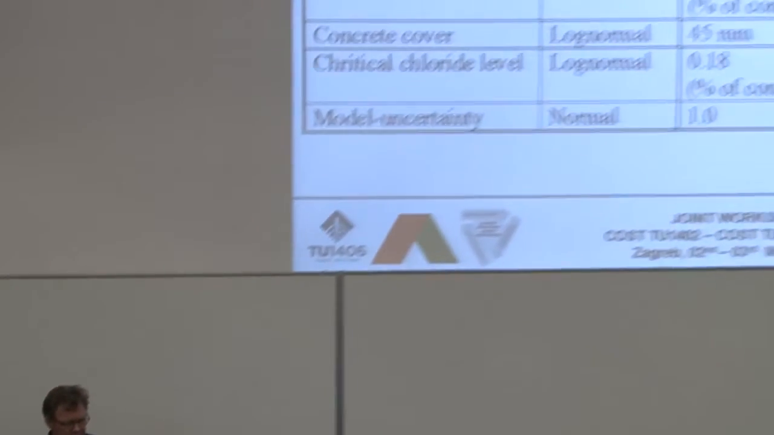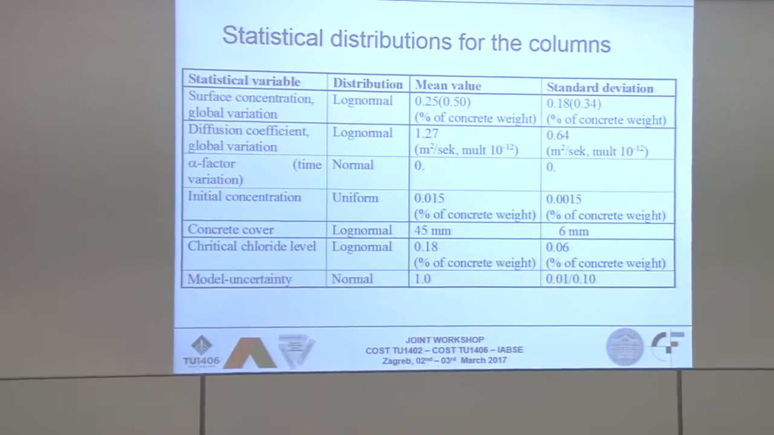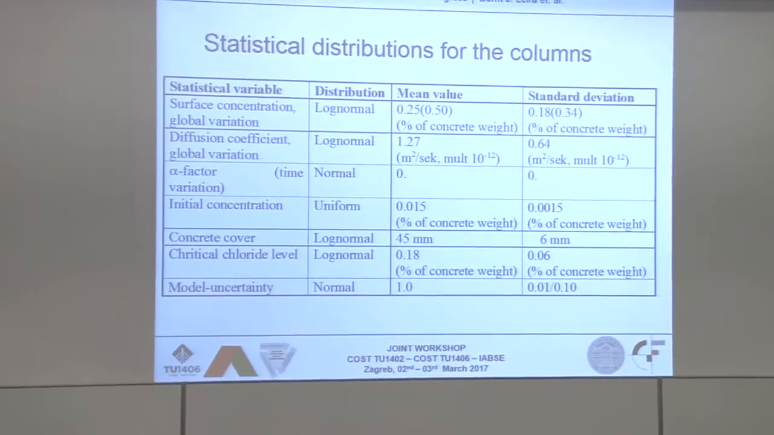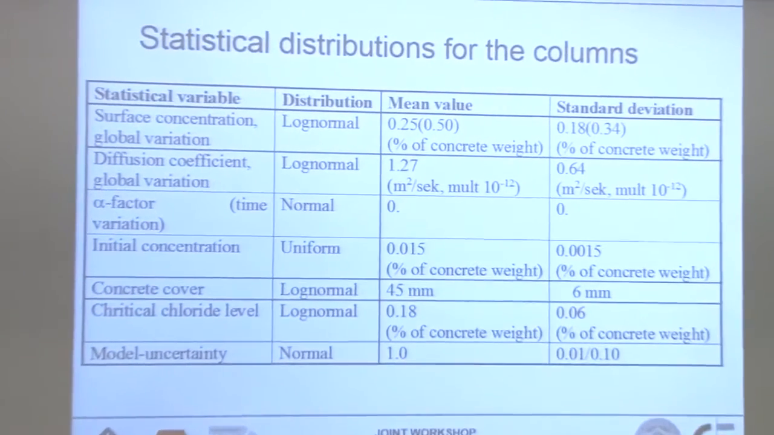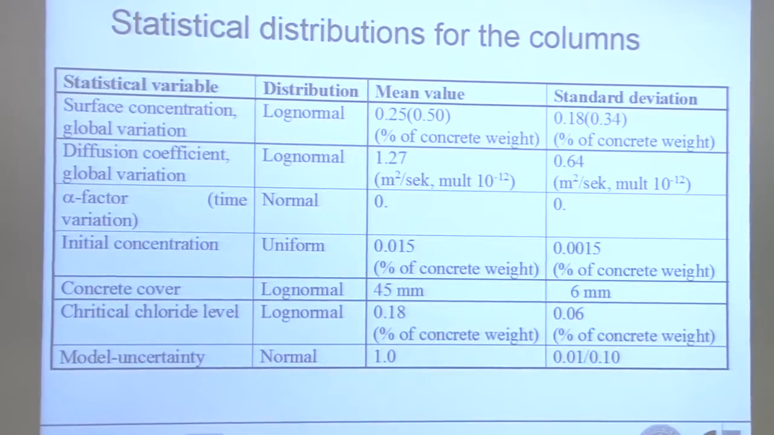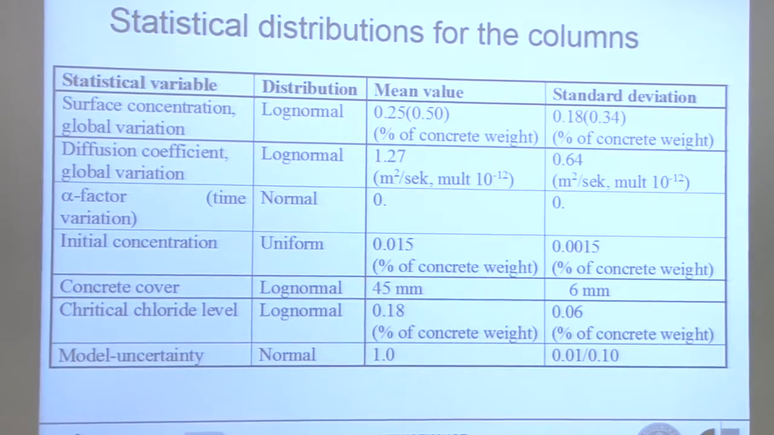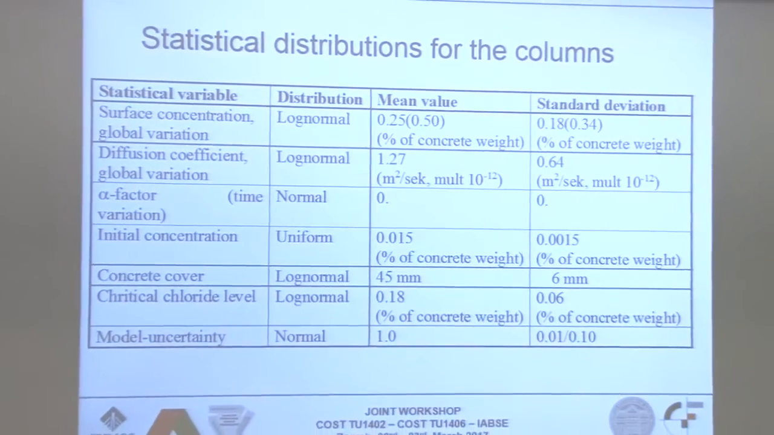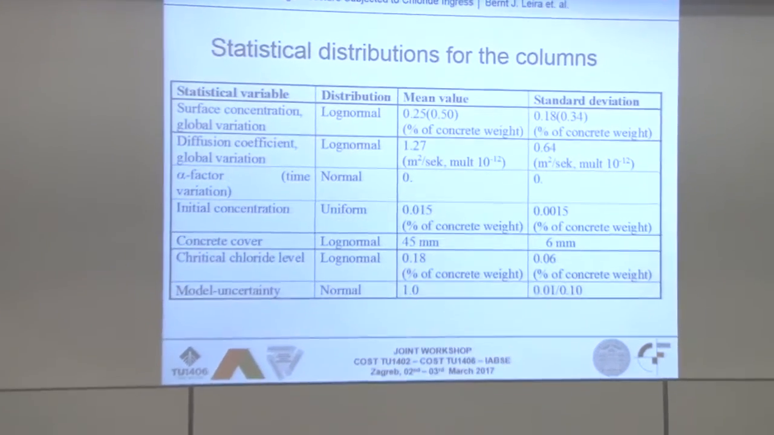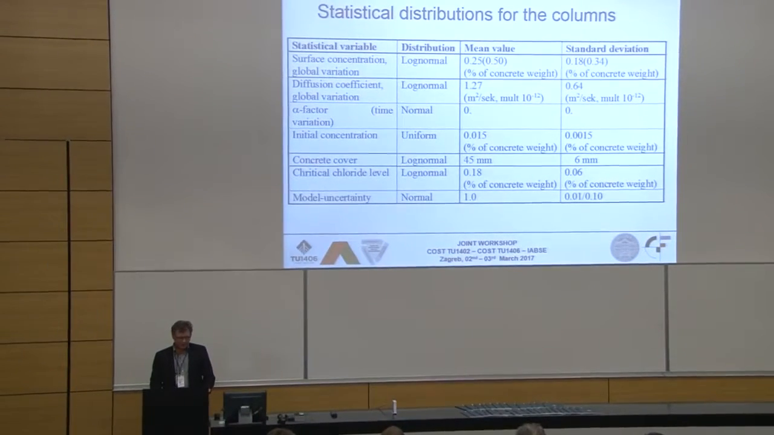Now for the columns, we also have a similar table. I will not go into it because the results I will show are for the superstructure. But again, you see that we have two values for the mean of the surface concentration. This corresponds to the two different columns, 0.25 for one of them, and twice as high for the other one, 0.5. Also, the standard deviation is very different, but the COV is pretty constant.